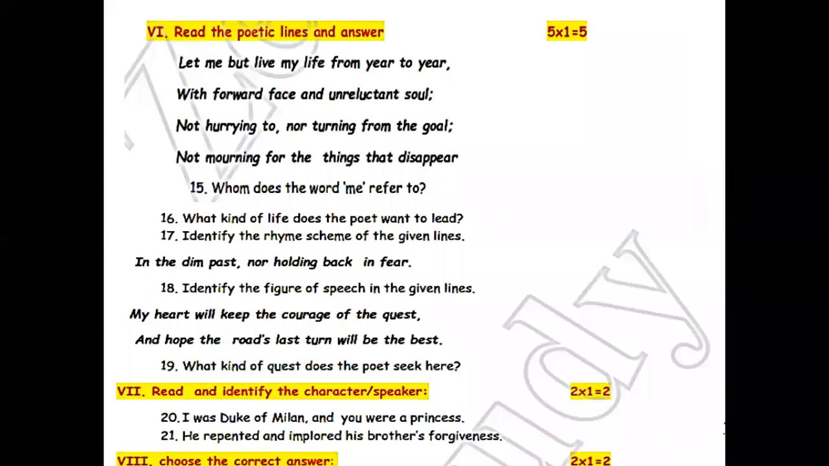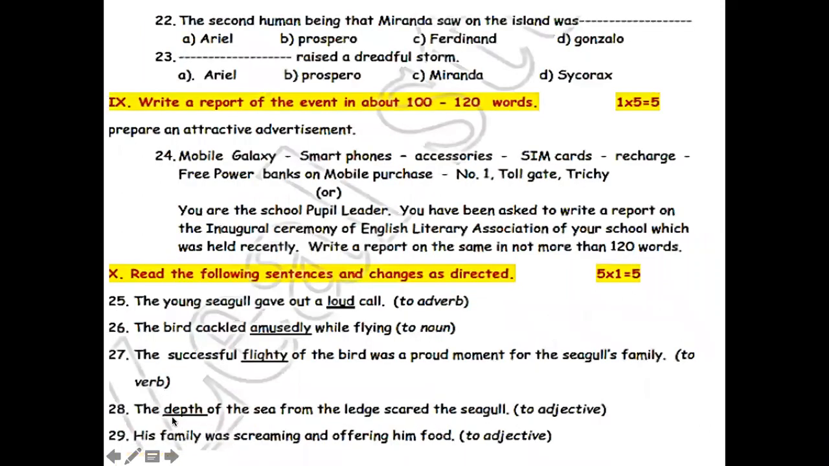So the next subdivision is read and identify the character or speaker. Here, 2 lines from the supplementary are given, and you have to identify the character or speaker of these lines. So I was Duke of Milan and you were a princess. You should tell who said this. He repented and implored his brother's forgiveness. So who this character is, who this he is, you have to tell. Here it is a speaker and here it is a character. So you have to write who the character is.